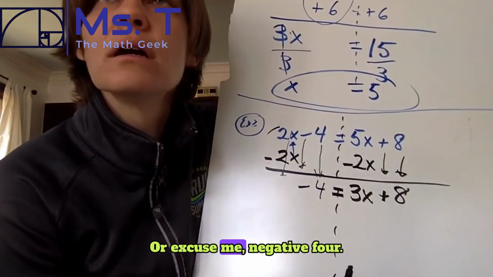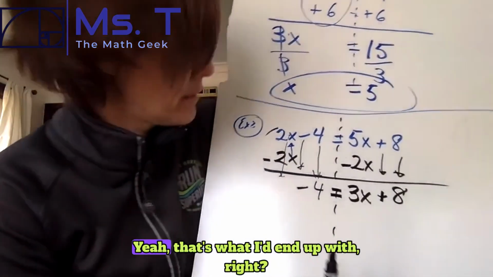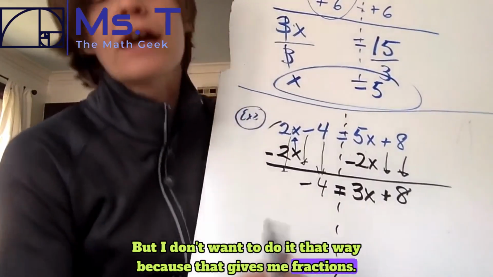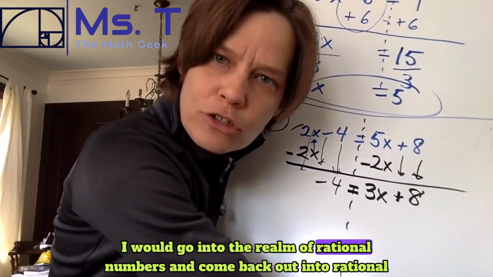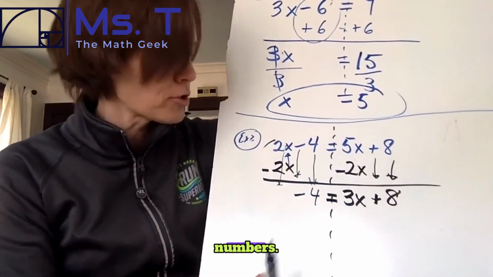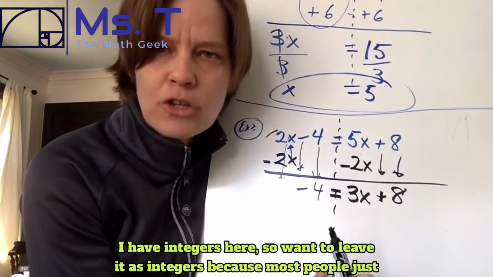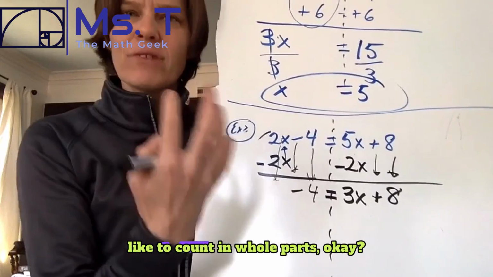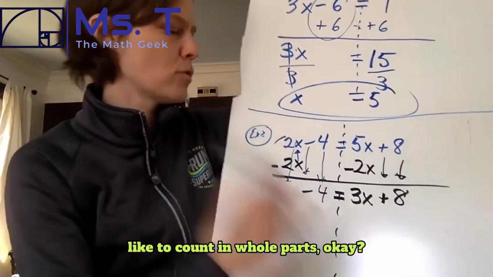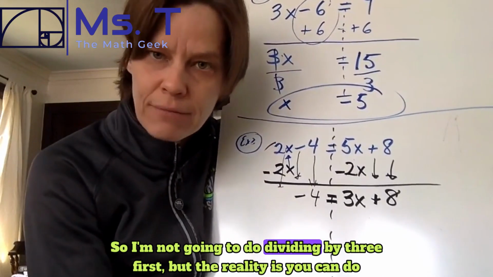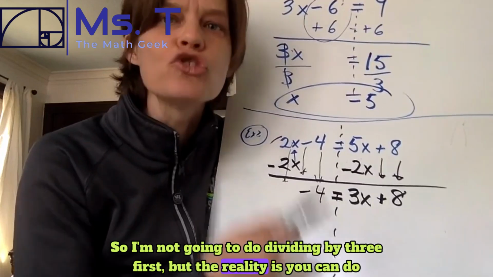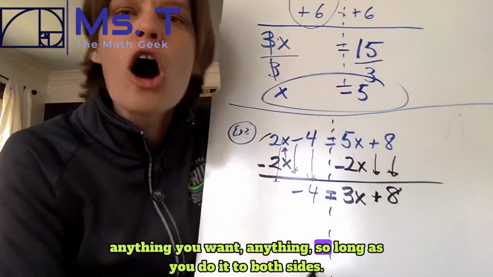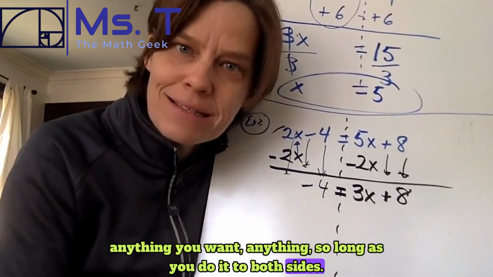Or excuse me, negative 4, 12, yeah, that's what I'd end up with, right? Yeah. But I don't want to do it that way because that gives me fractions. I would go into the realm of rational numbers and come back out into rational numbers. I have integers here, so I want to leave it as integers because most people just like to count in whole parts, okay? So I'm not going to do dividing by 3 first, but the reality is you can do anything you want, anything, so long as you do it to both sides.